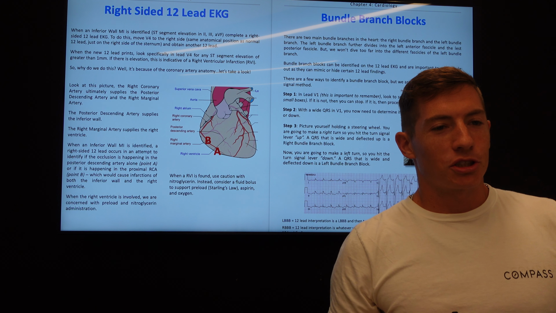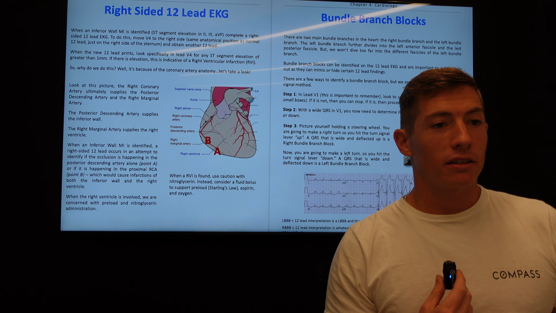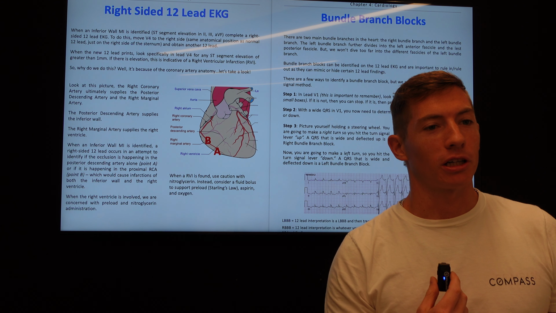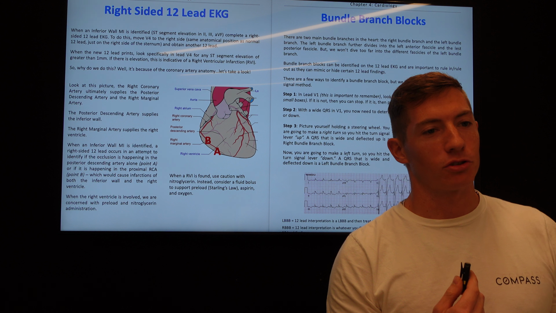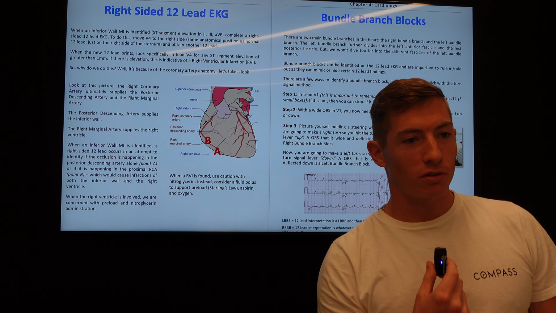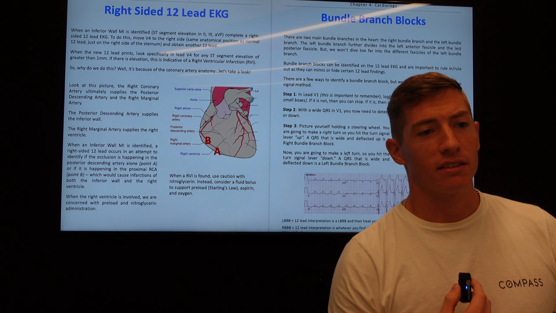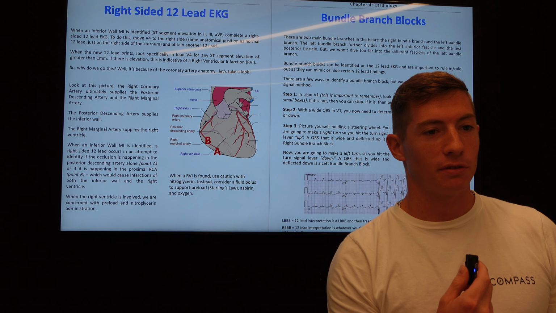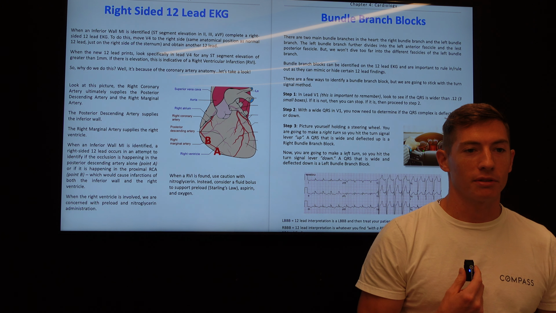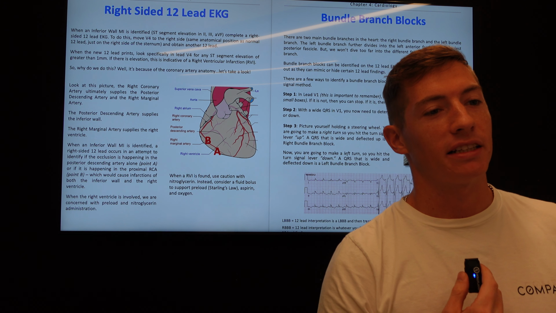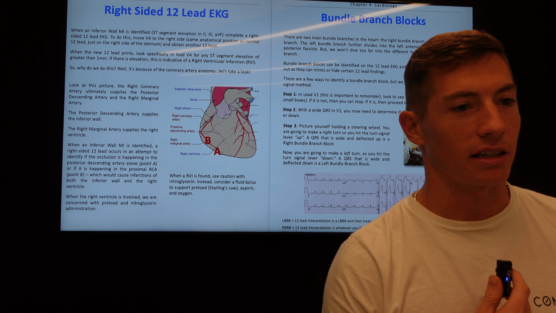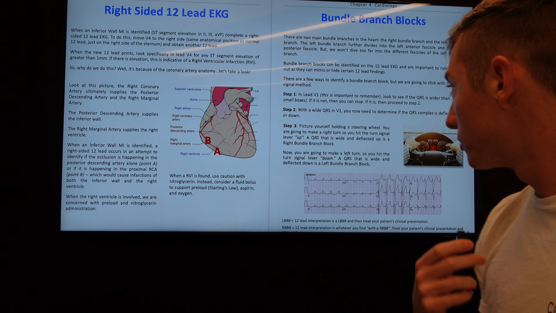So we're going to look at this picture of the right coronary artery, and ultimately it's going to supply the posterior descending artery and the right marginal artery. So posterior, we know that's going to be behind the heart. The right marginal artery is what supplies the right ventricle, and when an inferior wall MI is identified, a right-sided 12 lead is done to attempt to identify the occlusion that's happening in the posterior descending artery, point A, which would be here.